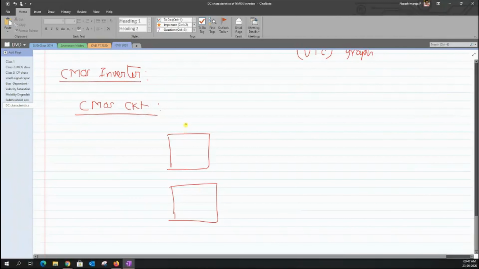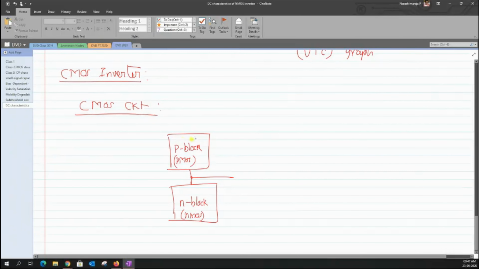Between the first block and the second block, there is a node that connects, and we would be tapping the output from the intermediate node between the top block and the bottom block. We call the top block the P block and the bottom block the N block. The reason we call them P and N is that the P block will have PMOS transistors, whereas the N block will have only NMOS transistors.